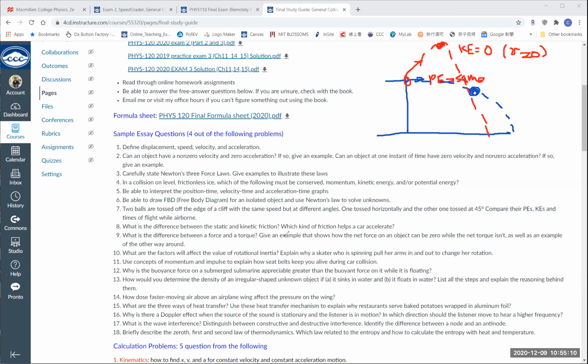How a net force on an object can be zero, and the net torque is not. Okay, so if you give a force, and let's say, for example, that you have an object, let me make a drawing here. Here you have a very short bar.